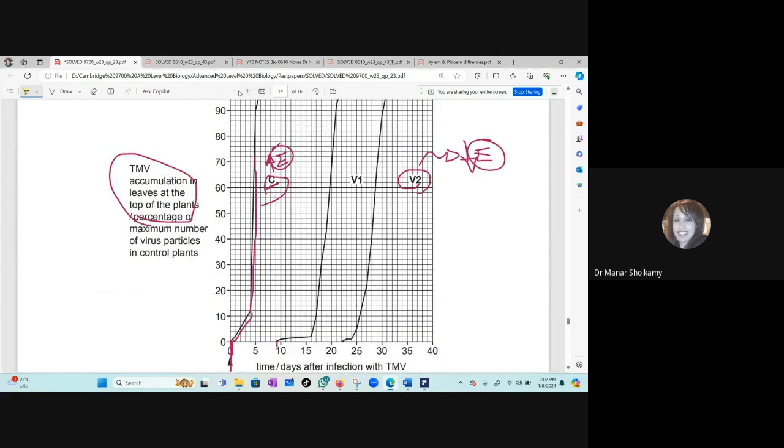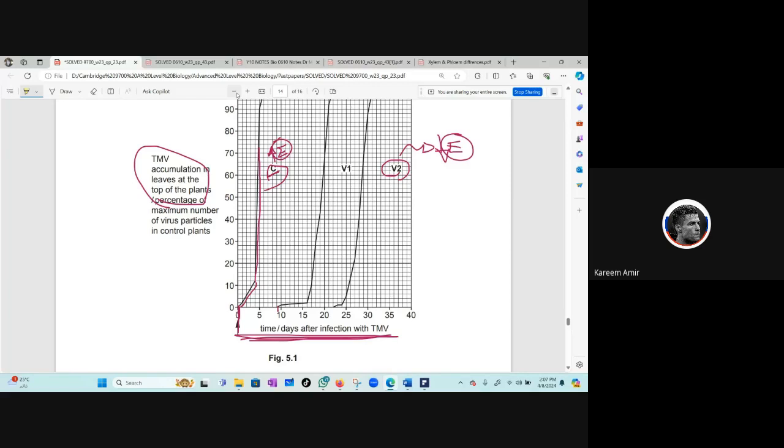What will you say, in short? Both V1 and V2 reach maximum accumulation. Okay, but which one took more time? Which one took less time? V2 took less time. Yes, you are right, but you have to be more precise. How much time did V2 take, and how much time did V1 take? V2 took 2 days.